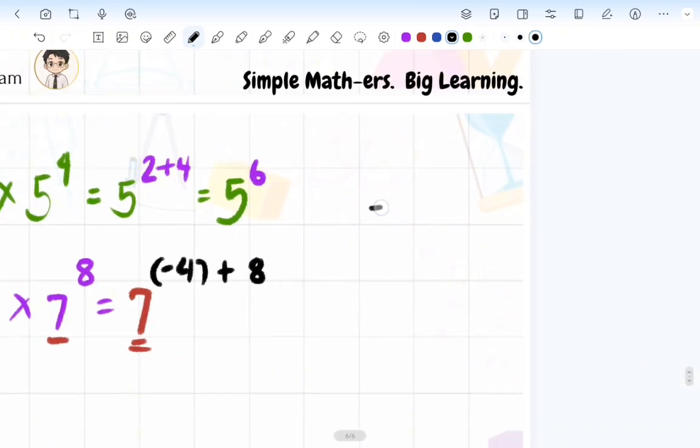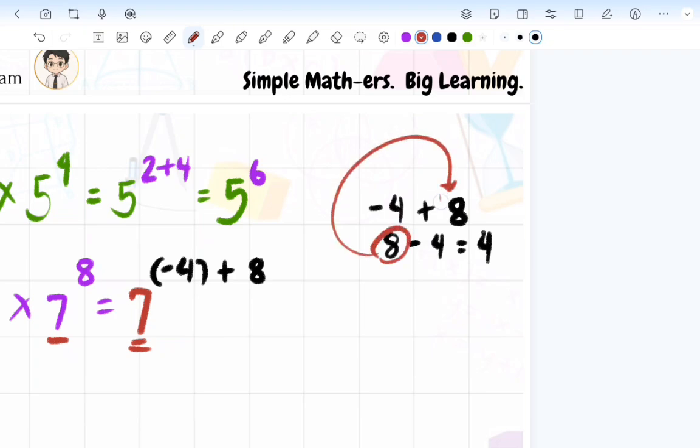Now, negative 4 plus 8, these are integer problems. When we add integers that are not the same sign, one is negative and the other one is positive, we subtract the smaller number from the bigger number, which means we have 8 minus 4, because 8 is more than 4. So 8 minus 4 is equal to 4. The bigger number here is 8, and the sign of the bigger number is positive. We don't see the positive anymore here because it is a natural number. So our final answer will be positive 4, or just 4, which means the answer to our problem is 7 power 4.